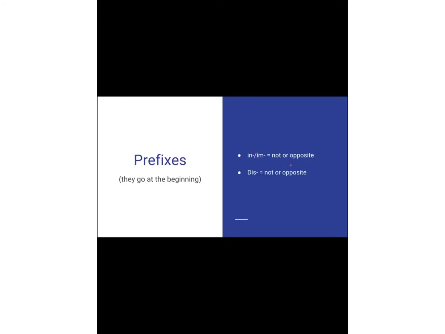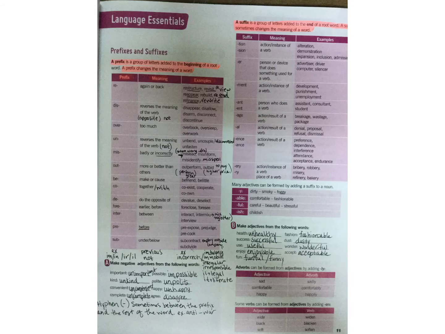We also have re as our prefix, meaning again or back. If our root words are write, read, view, they change to rewrite, reread, review, meaning to go back or do it again. We have over, meaning too much, and the root words are book, sleep, work. They change to overbook, oversleep, meaning sleeping too much, overwork, meaning working too much.